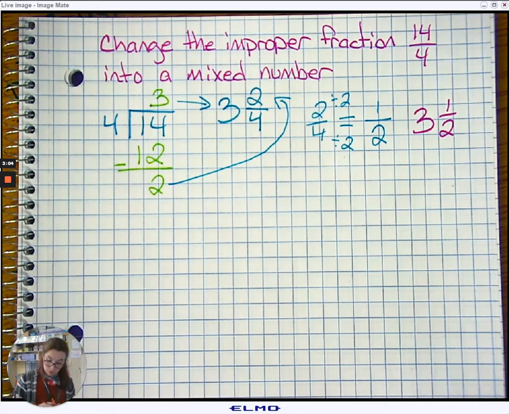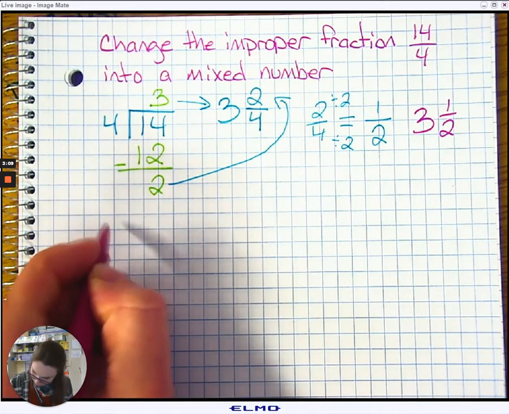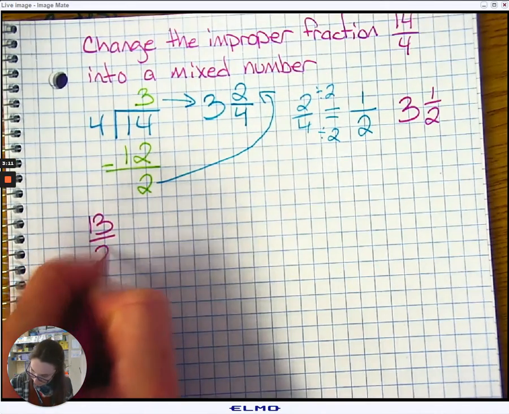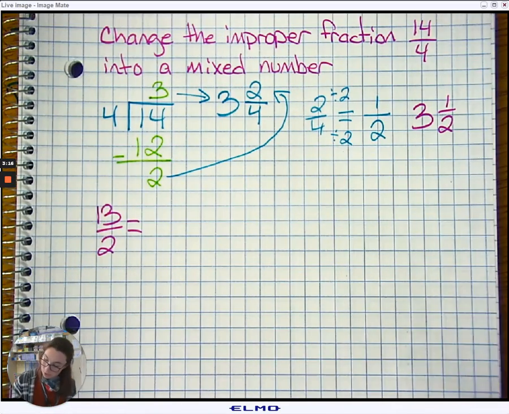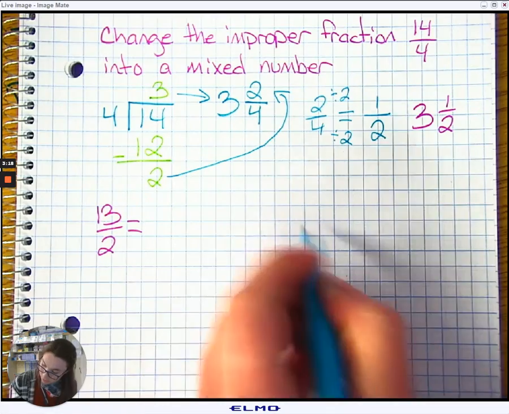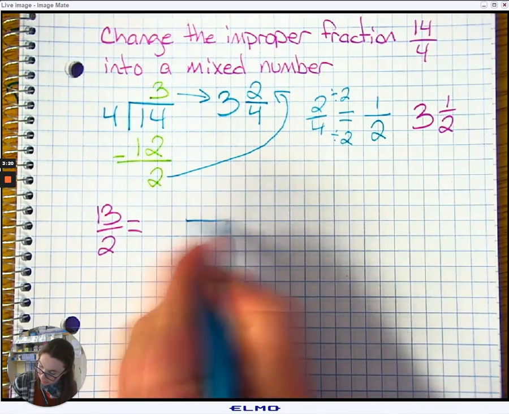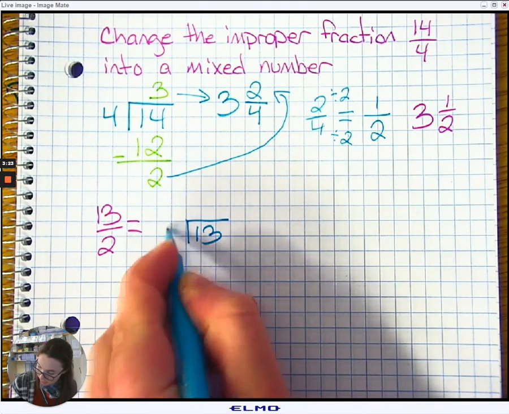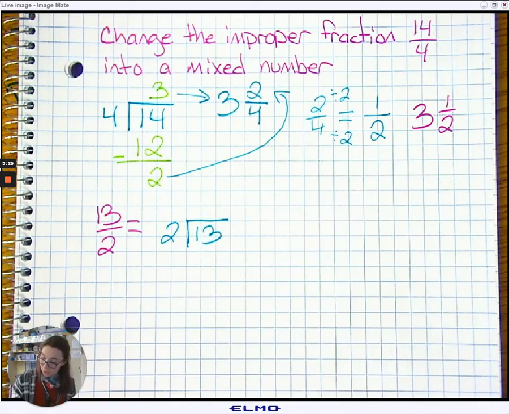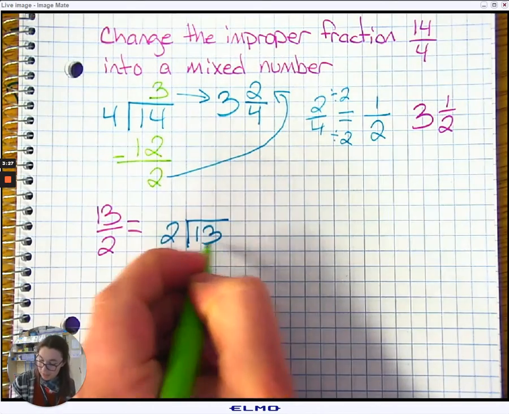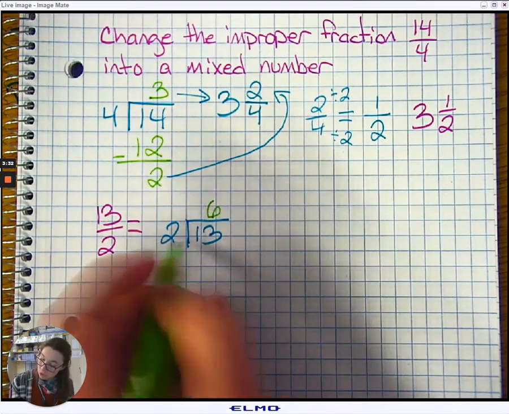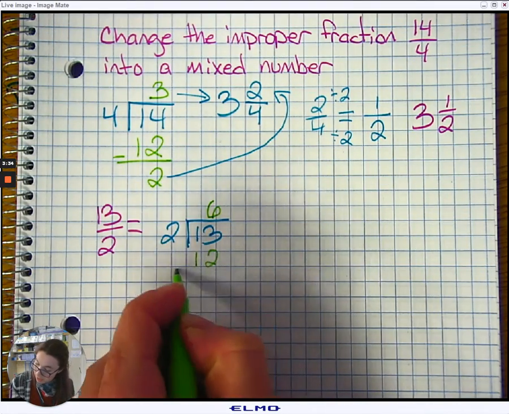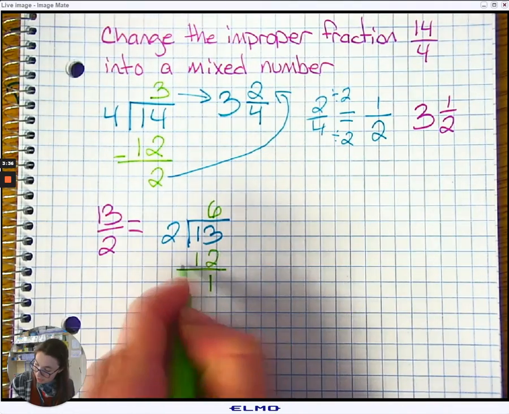Let me do that one more time here with this one here. 13 halves equals what? 13 halves? Well, let's find out by dividing. 13 divided by 2. 2 does not go into 1, but it does go into 13. How many times? 2, 4, 6, 8, 10, 12. 6 times. 6 times 2 is 12. And subtract, we get 1. Stop here.